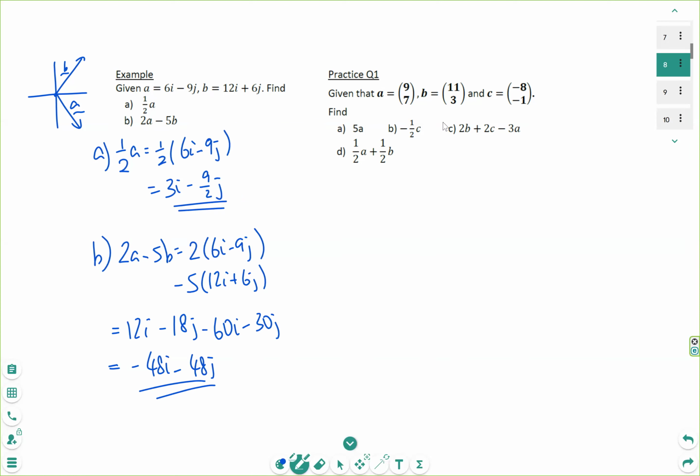No reason. Practice question one. Pause the video and have a go at the question. Some numbers will be in decimal, some numbers will be in vector form. Oh, by the way, before we move on, this one you can also rewrite as (3, -4.5), which you should prefer. This one will be (-48, -48). So pause the video, have a go at question one. When you're ready for the answer, you can press play.